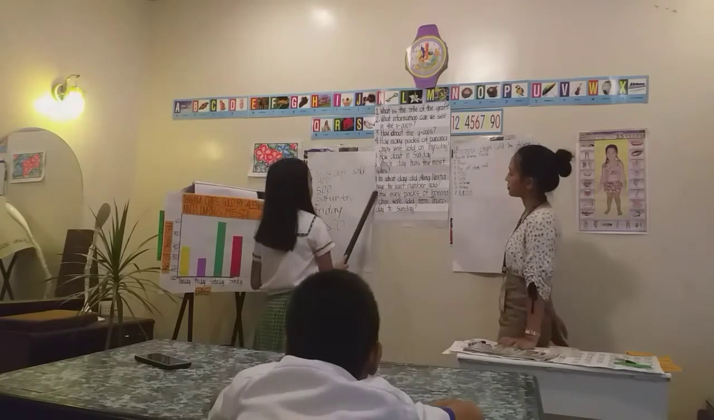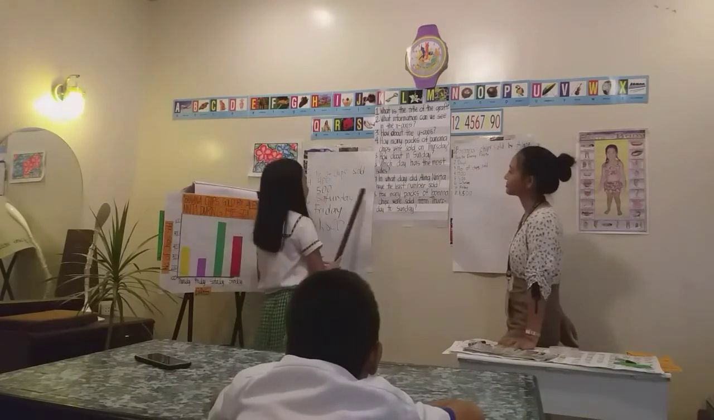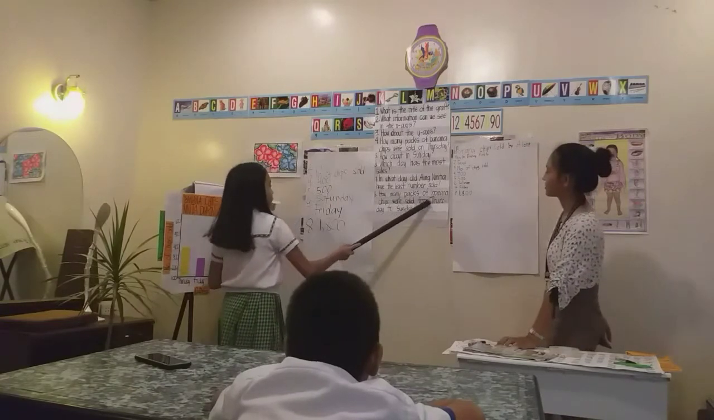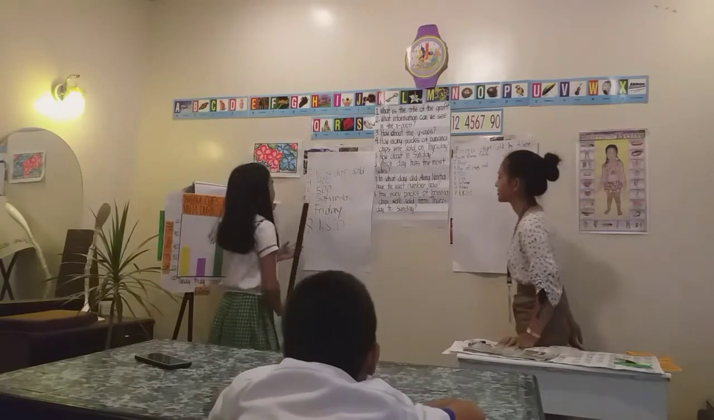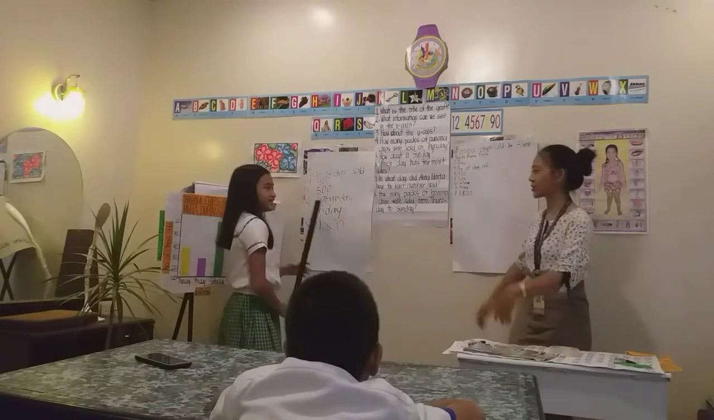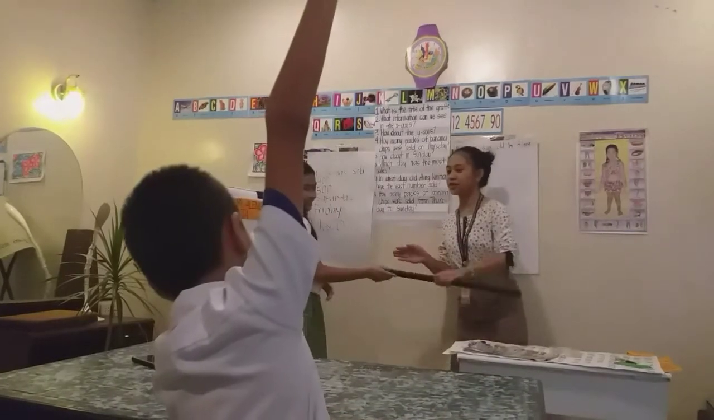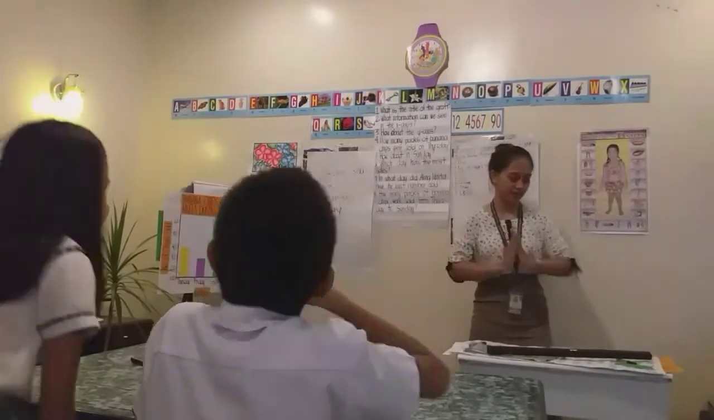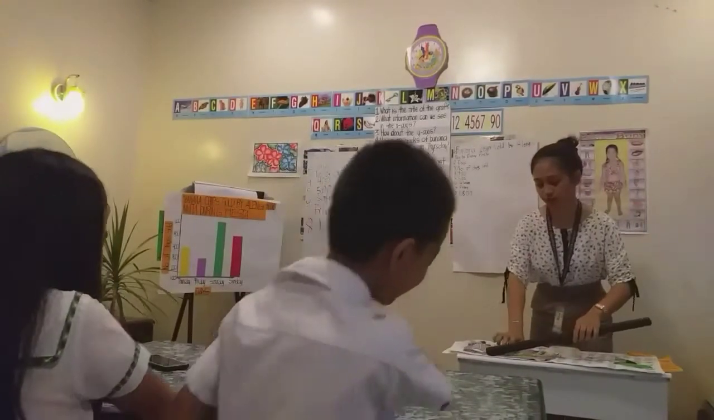Friday. Number eight. The last question. How many bags of banana chips were sold from Thursday to Sunday? 1,800. Okay, very good. Let's hear three claps for Lana. Now group two. Rafa.